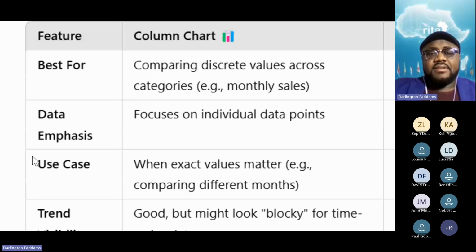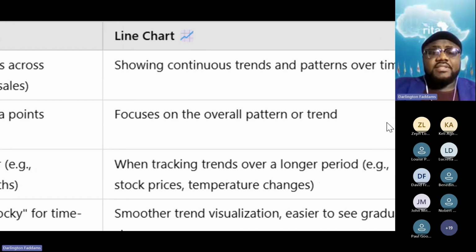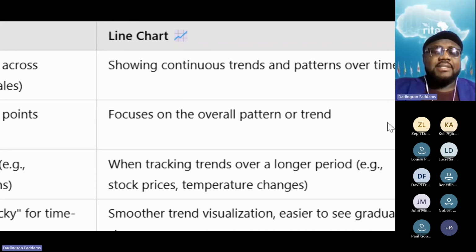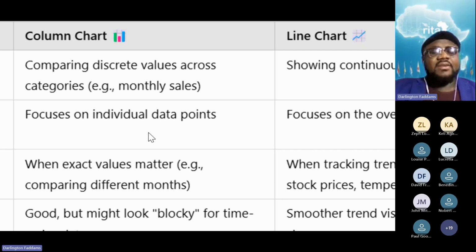Now, data emphasis. The column chart focuses on individual data points. The line chart focuses on the overall pattern or the overall trend. So mostly when we use a line chart, we don't even show the points because the focus is on the trend or the pattern of the line. With this one, the focus is on the data point.